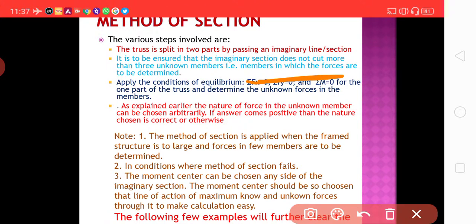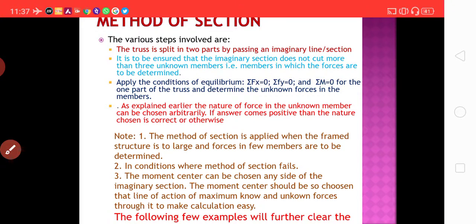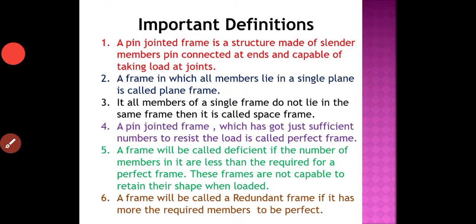The following example will further elaborate this process, the method of sections. Some important definitions. A pin jointed frame is a structure made of slender members, pin connected at the ends and capable of taking load at joints only. A frame in which all members lie in a single plane is called a plane frame.